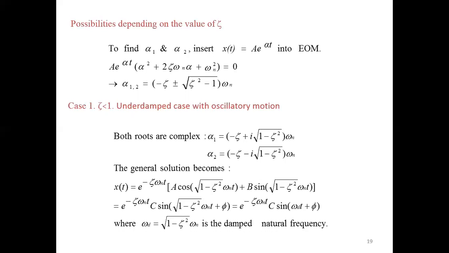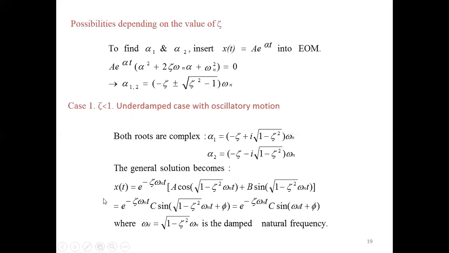Alpha 1 and alpha 2 are equal to minus zeta plus or minus under root zeta square minus 1, times omega n. If we put the value of zeta less than 1, then the term under the root is negative, so both roots are complex. We cannot find a real value; both alpha 1 and alpha 2 are complex values.